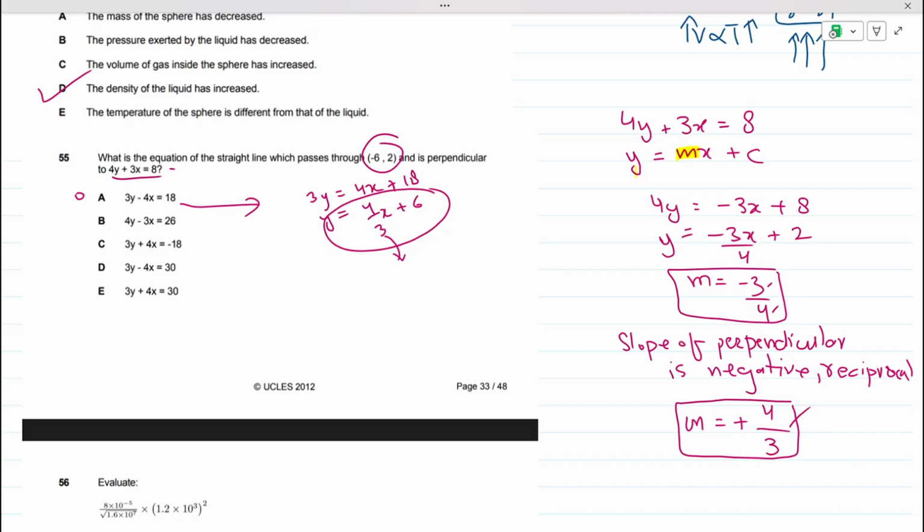Now see, if I take this negative 3x on the right hand side, it would be plus 3x, and 4 would be divided by the entire value, so it would be plus 3/4. Our slope is 4/3, not 3/4, so this cannot be our answer.